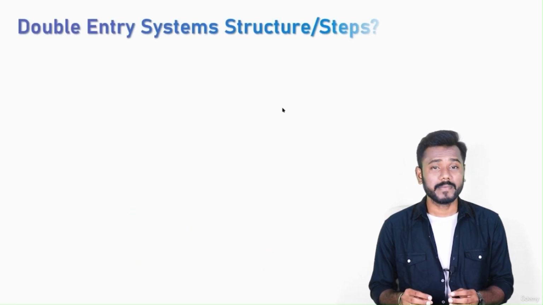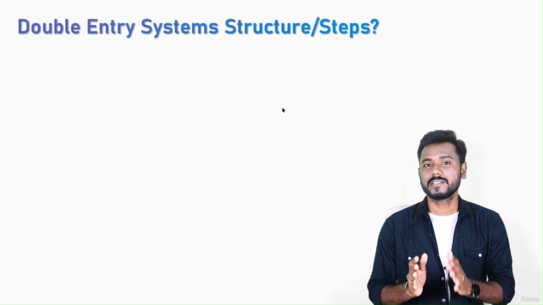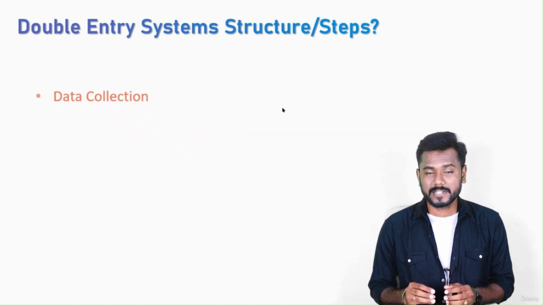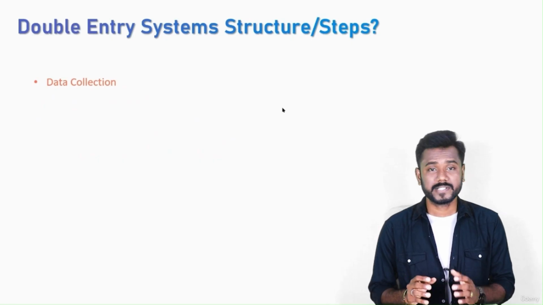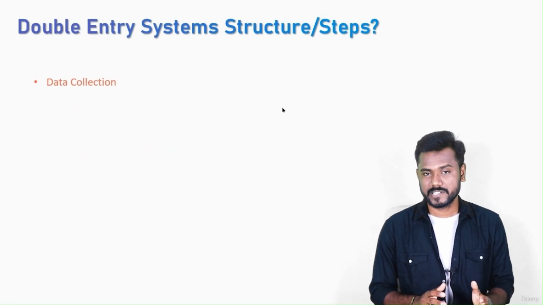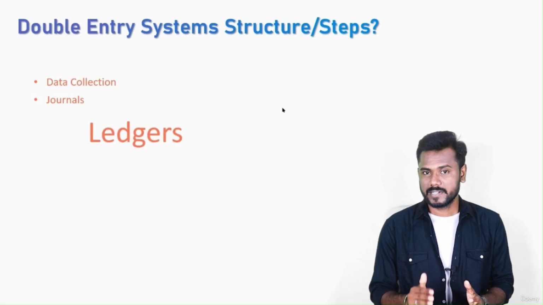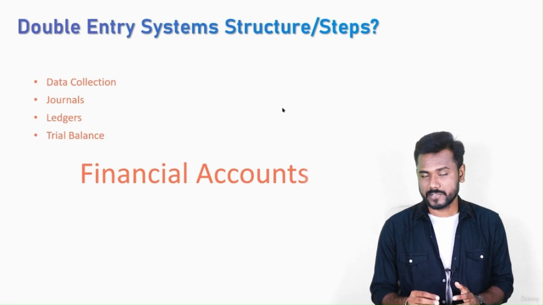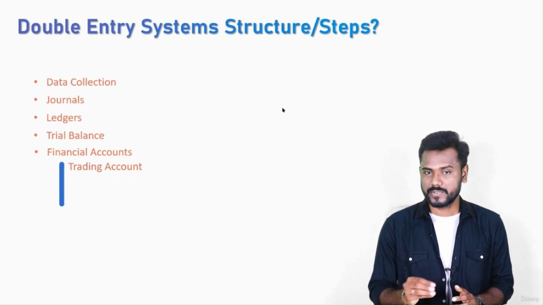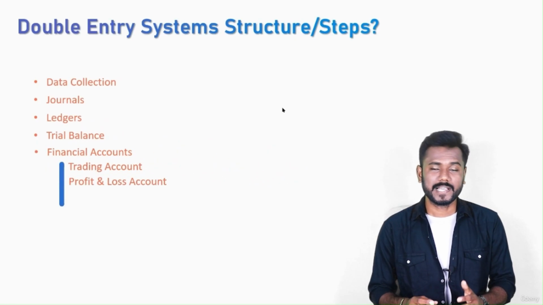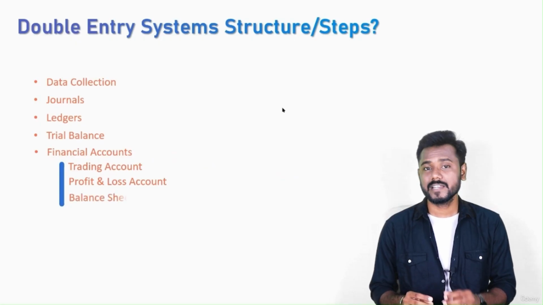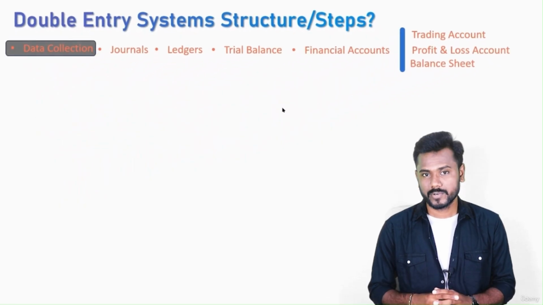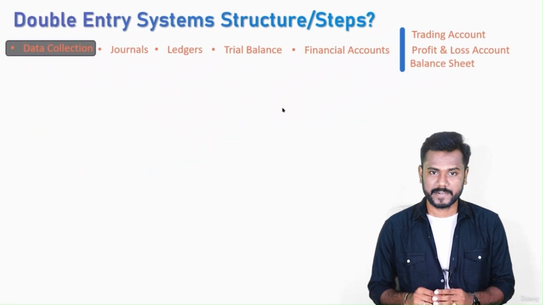The first step in any accounting system will be data collection. First of all, you need to collect the data of the business. So the steps start from data collection, journals, ledgers, trial balance, preparing financial statements of trading account, profit and loss account, balance sheet, as well as cash flow statements and funds flow statements. So the first step of the double entry accounting system is data collection.